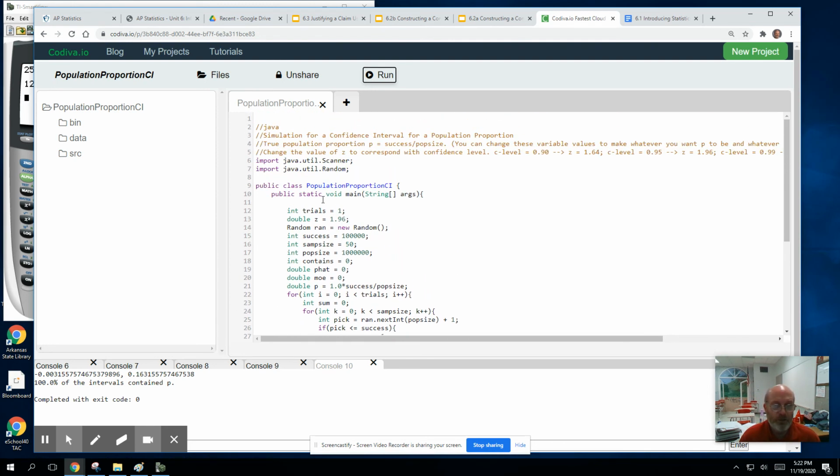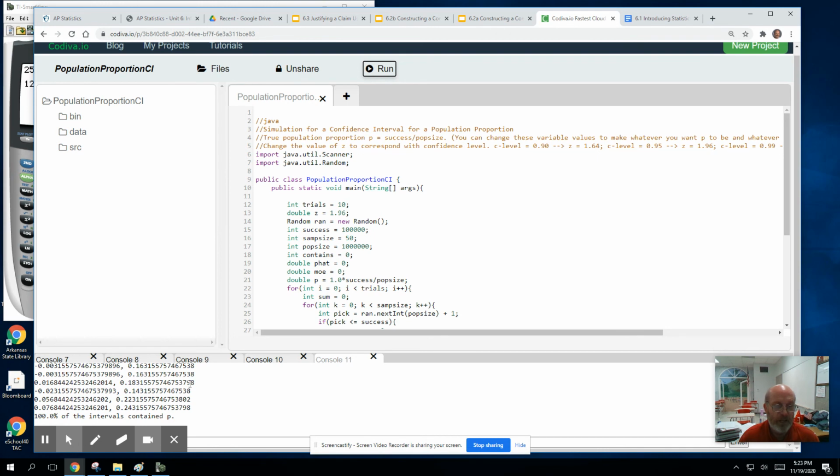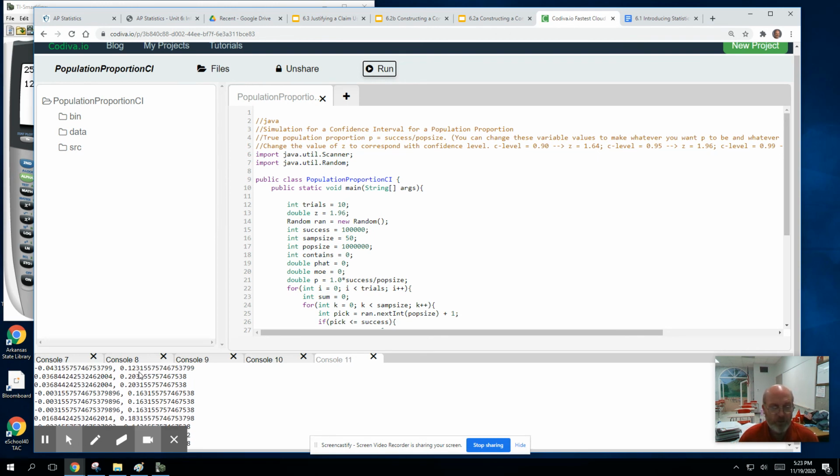Now, what I want to show you here by simulation is that this is a 95% confidence interval. It means that if we did this a lot of times, we will expect to capture the true population proportion, which we know in this case is 10%, about 95% of the time. So I'm going to change the number of confidence intervals we create to 10 and run this. This time all 10 of them contained the true population proportion, 10%.